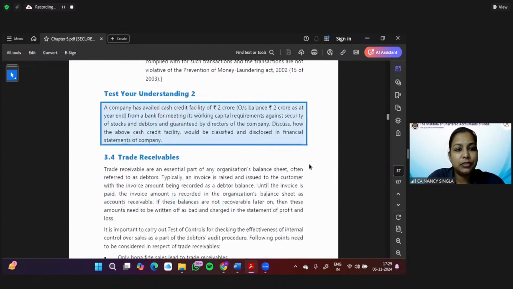Read this question. A company has availed cash credit facility of 2 CR from a bank for meeting its working capital requirement against security of stocks and debtors and guaranteed by directors of the company. Discuss how the above cash credit facility would be classified and disclosed in financial statements of the company. So now to you all know this is one of the what? It would be classified and disclosed. So let us have a look at the answer.